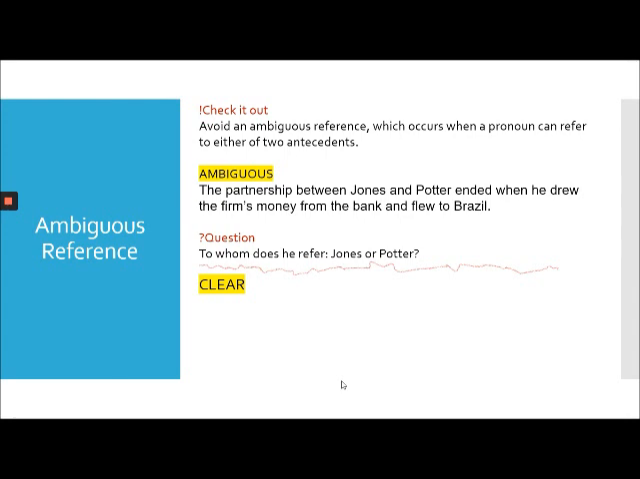Avoid an ambiguous reference, which occurs when a pronoun can refer to either of two antecedents. An ambiguous statement: The partnership between Jones and Potter ended when he drew the firm's money from the bank and flew to Brazil. Question. To whom does he refer? Jones or Potter? I'll give you 5 seconds to answer the question.